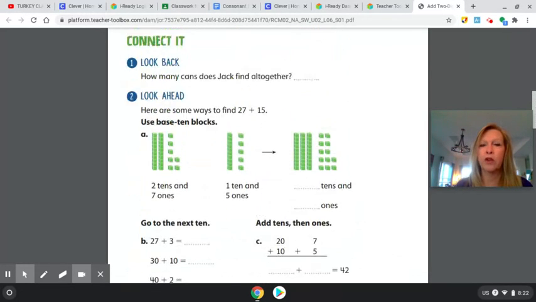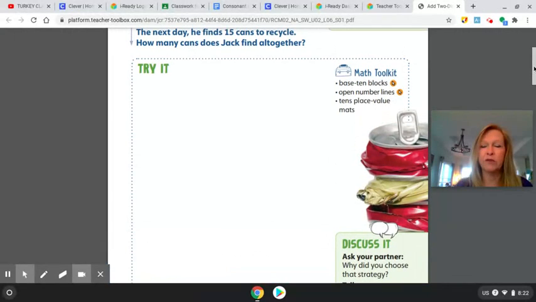So again, draw your pictures, go back to this first page, do it yourself. What would it look like if you did this by yourself? And I can see most of you making a picture, making maybe a 10 frame, things like that, some strategies you know.